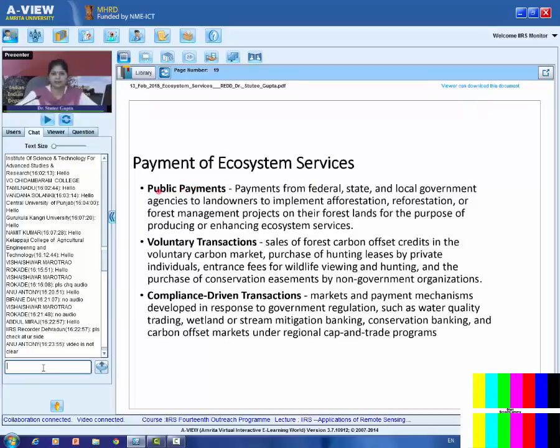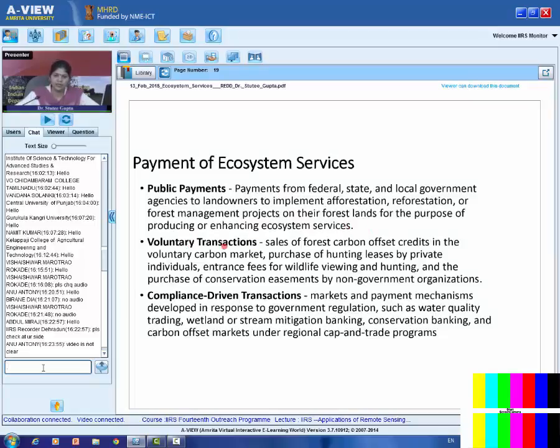For example, there is a procedure called public payment. What happens in this is that federal, state or local government agencies provide money to the landowners to implement various restoration activities, for example afforestation, reforestation, and management projects on their forest land for the purpose of producing or enhancing the ecosystem services. So this comes in the form of funding to restore the ecosystem.